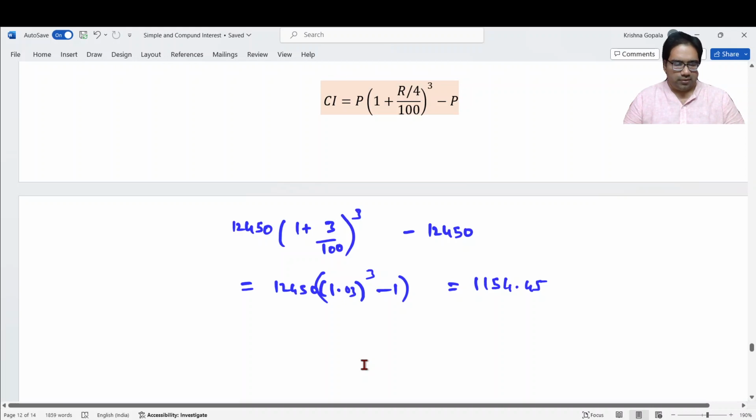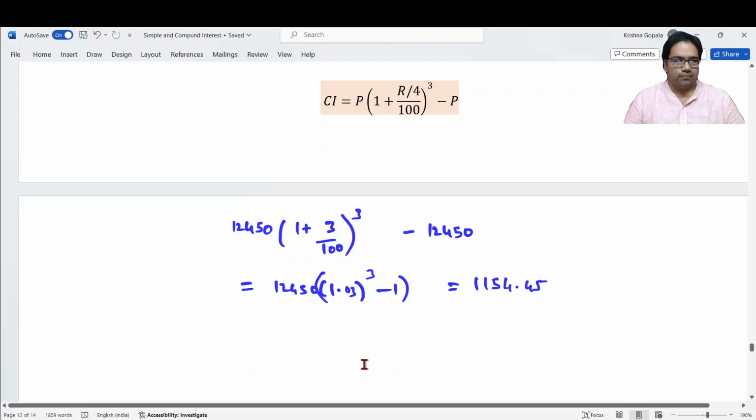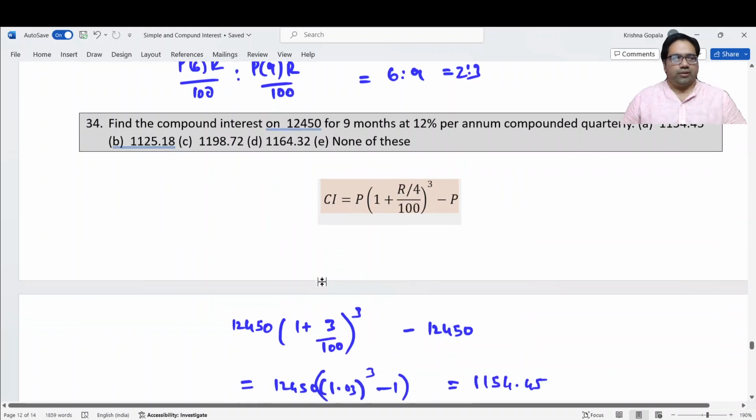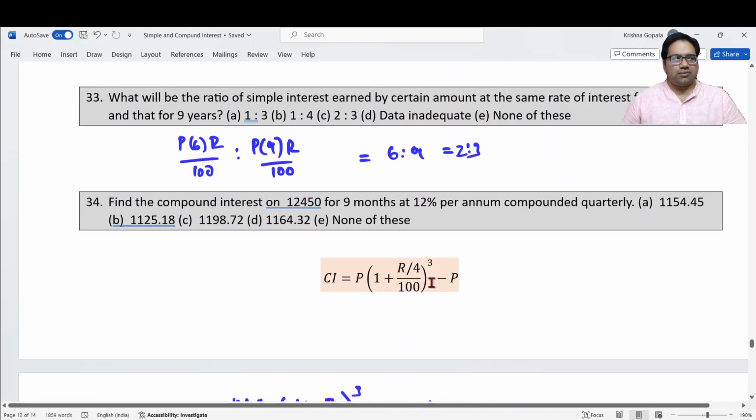1.03 whole power 3 minus 1 into 12 450. So what is our interest rate? We are for interest rate only, no? Interest rate is equal to 1154.45. Okay. Please note this calculation. Please understand this calculation in detail. How many time periods are there? That is this power. And what is the interest rate for each such time period?